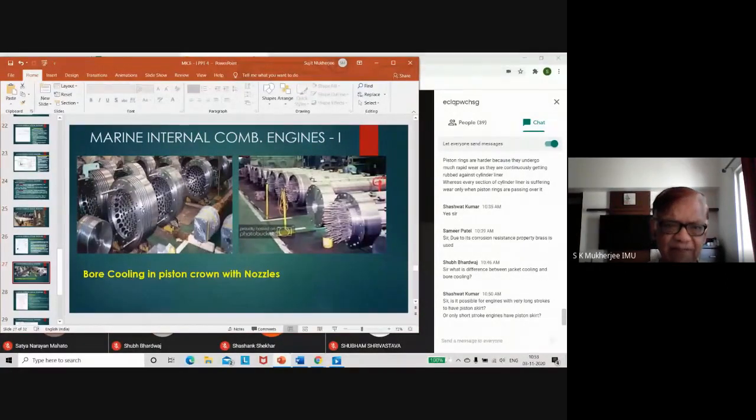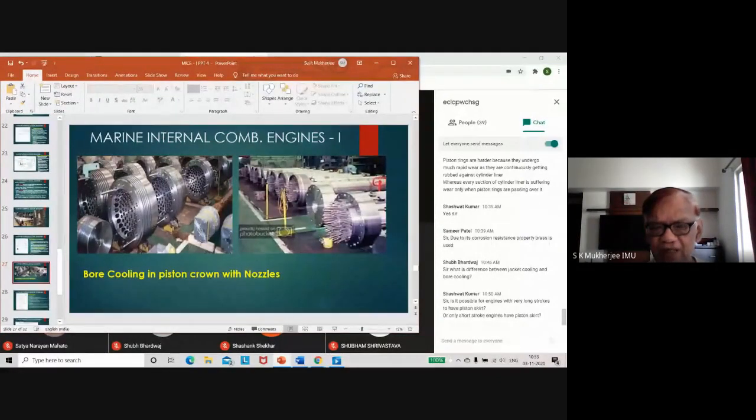And at the same time, the thickness of the crown is retained to help provide mechanical strength under gas pressure loads. So the mechanical strength is retained and the thermal stress is reduced. So there is no thermal stress because the heat is removed.